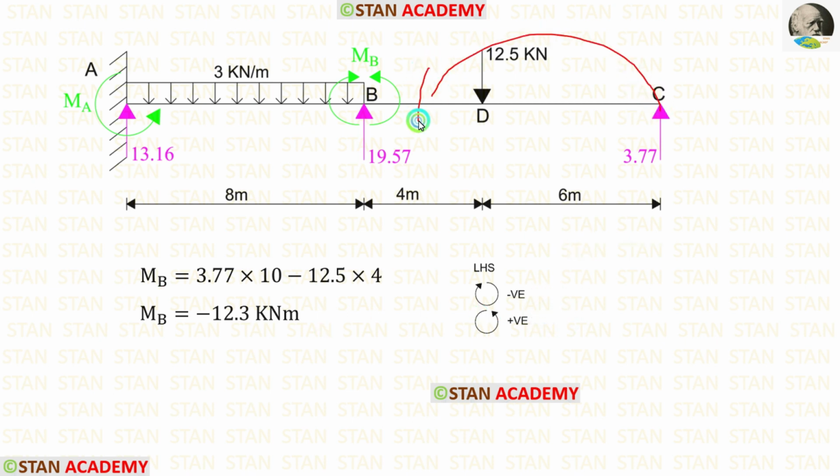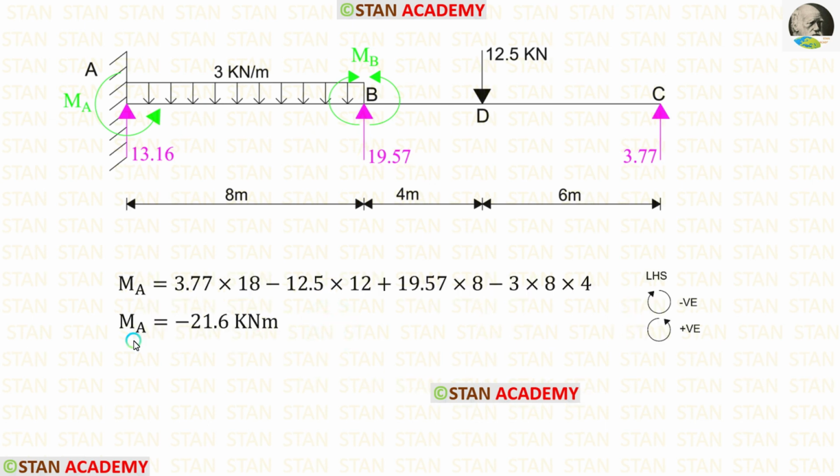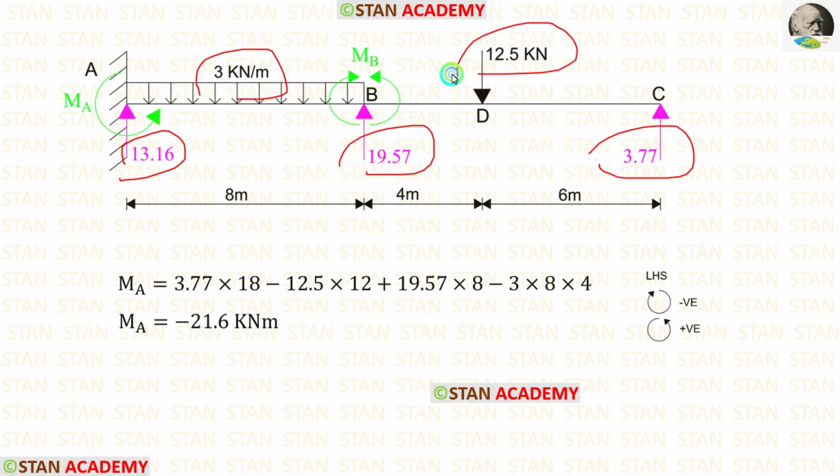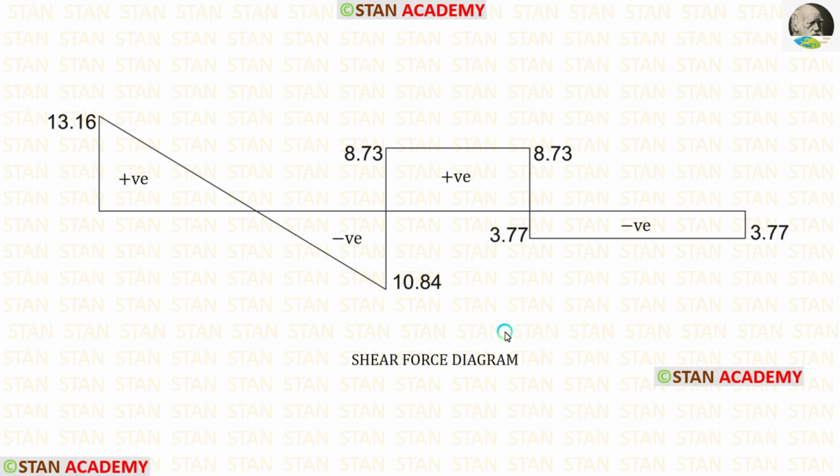The reaction in the point C is acting in the anti-clockwise direction, so it will be positive and the distance is 10 meter. The point load is acting in the clockwise direction, so it will be negative and the distance is 4 meter. After the calculation, we are getting MB, which is equal to minus 12.3 kilonewton meter. In the same way, we can take moment about A and find out MA. Then, using the reactions and the loads, we can make the shear force diagram.